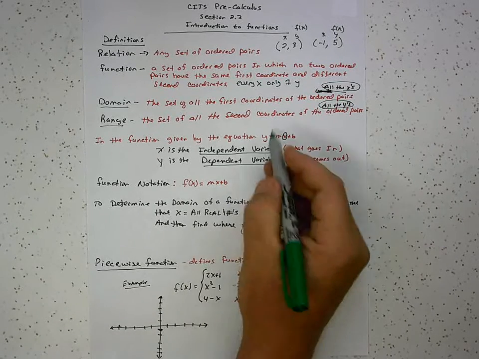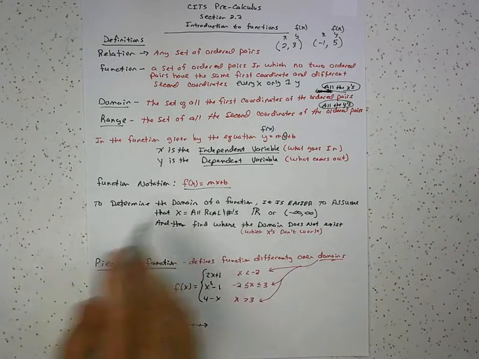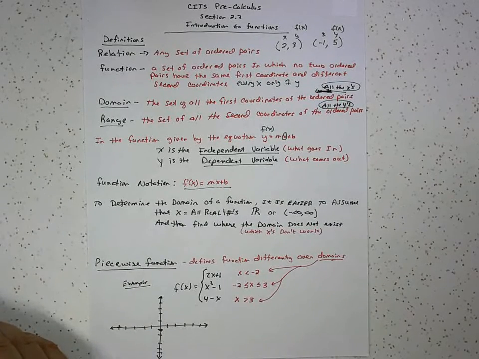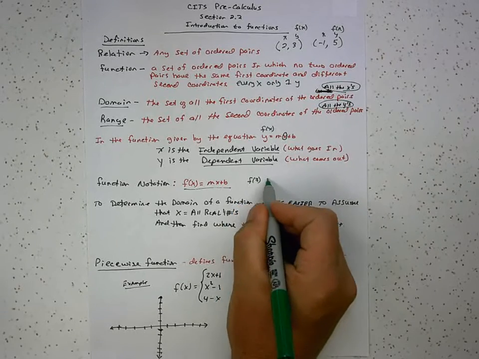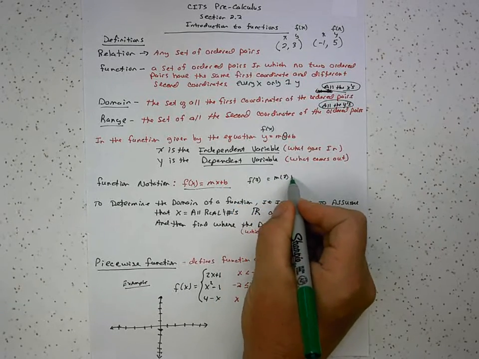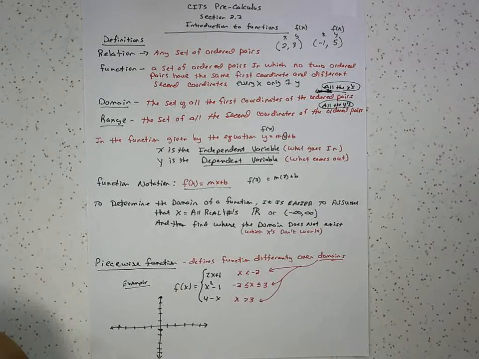In function notation, and you've all seen it before, the y just changes to f of x, and we get f of x equals mx plus b. If I were to look at f of 3 then, remember we just plug that number in for the x, and we can solve out and find our y value.